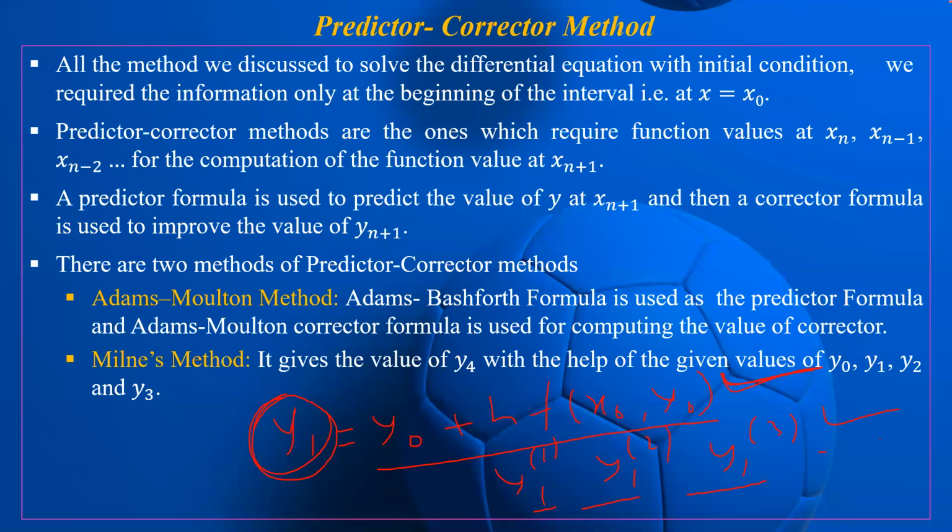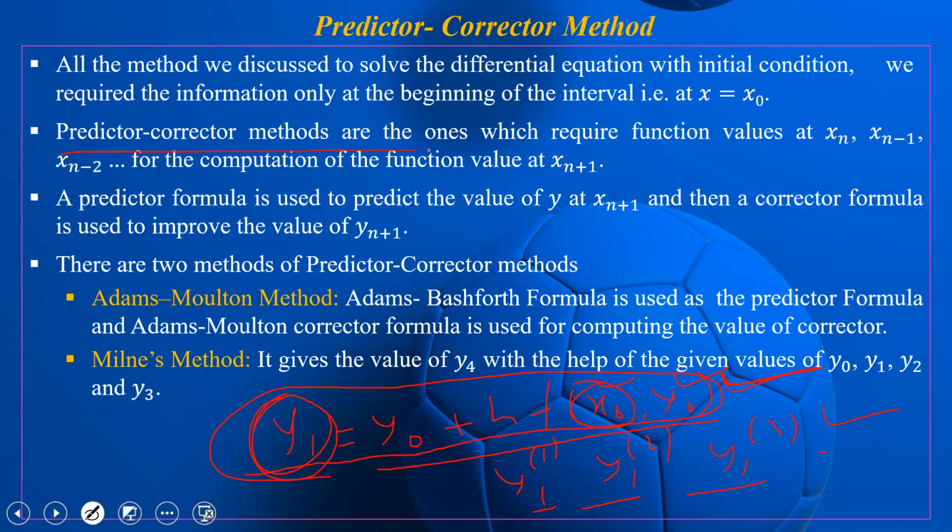We require the information only at the beginning of the interval, that is x equal to x0. If we look at Euler's method, y1 equals y0 plus h f of x0, y0. So if you want to calculate the value of y1, we only need x0 and y0, which means we only have to find the initial value. No need to find x1, x2, x3, and so on.